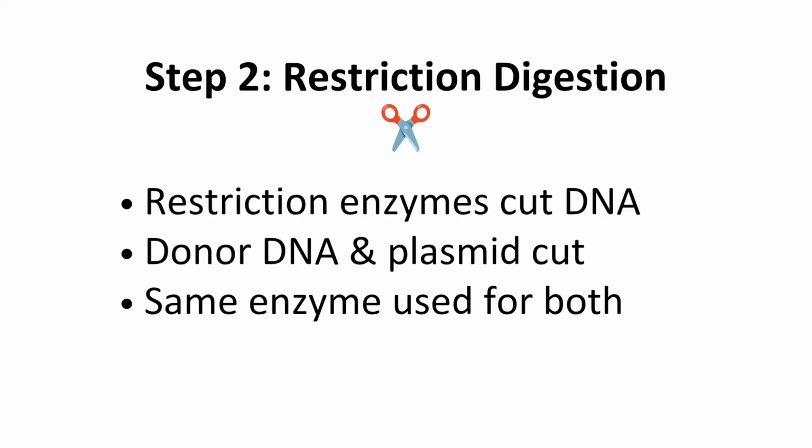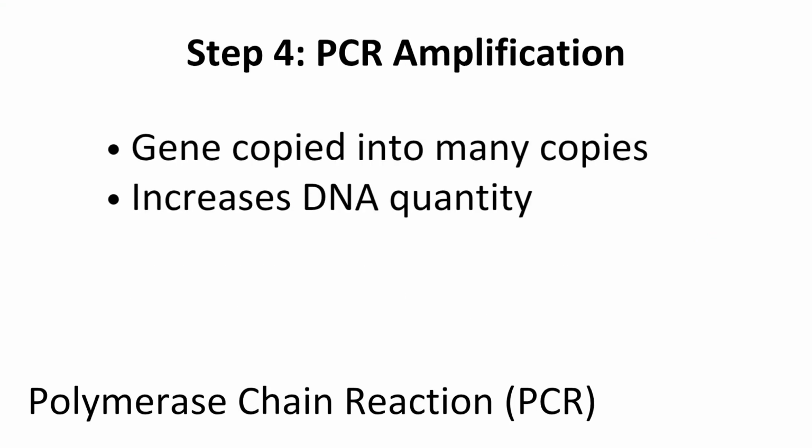Next step is restriction digestion. Here, restriction enzymes cut the DNA. Both donor DNA and vector DNA are cut using the same enzyme. This ensures compatibility for joining later. Now, DNA fragments are separated using gel electrophoresis. From these fragments, the desired gene is identified and isolated.